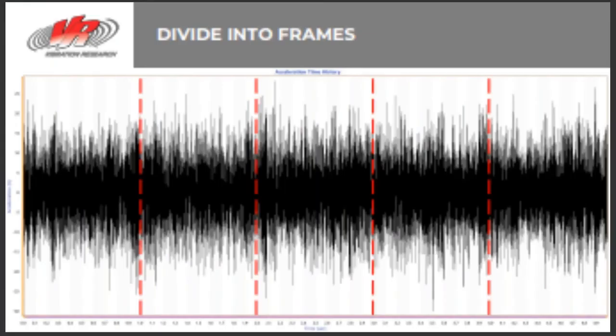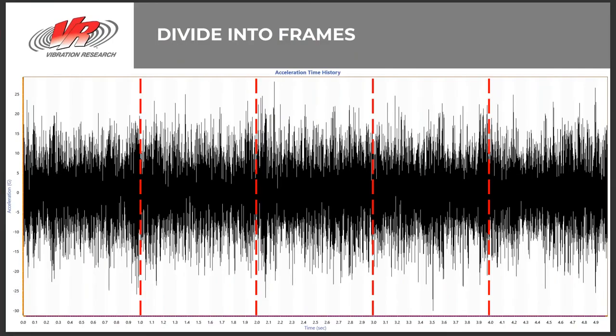The first step to generating a PSD is to generate a series of FFTs. In order to do this, the data must be divided into frames. Each individual frame will result in a single FFT. The average of a series of FFTs will result in a PSD. Lines of resolution and sample rate determine the width of each frame. There are 2 samples per analysis line. In this case, the recorded time history was sampled at 8,192 hertz, and the lines are set to 4,096, resulting in a frame width of 1 second. If the analysis lines were changed to 1,024, the frame width would be 0.25 seconds.